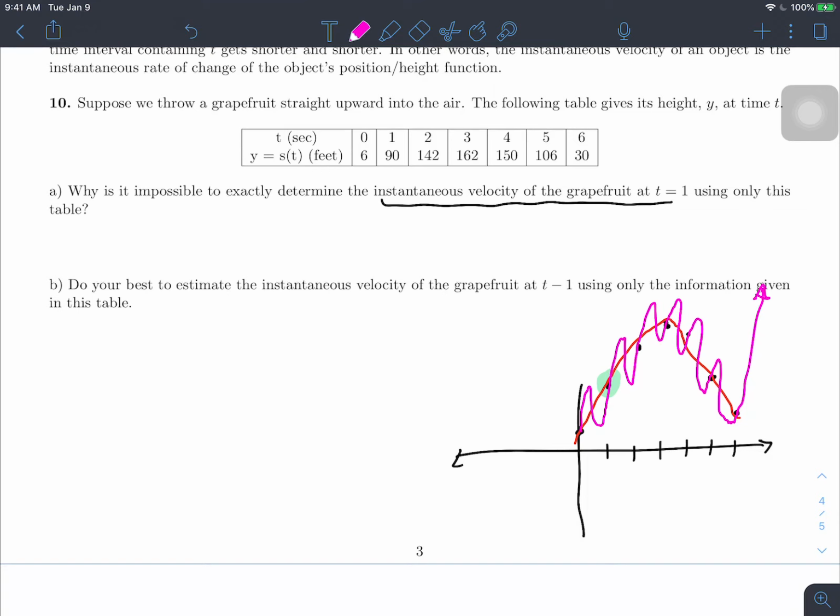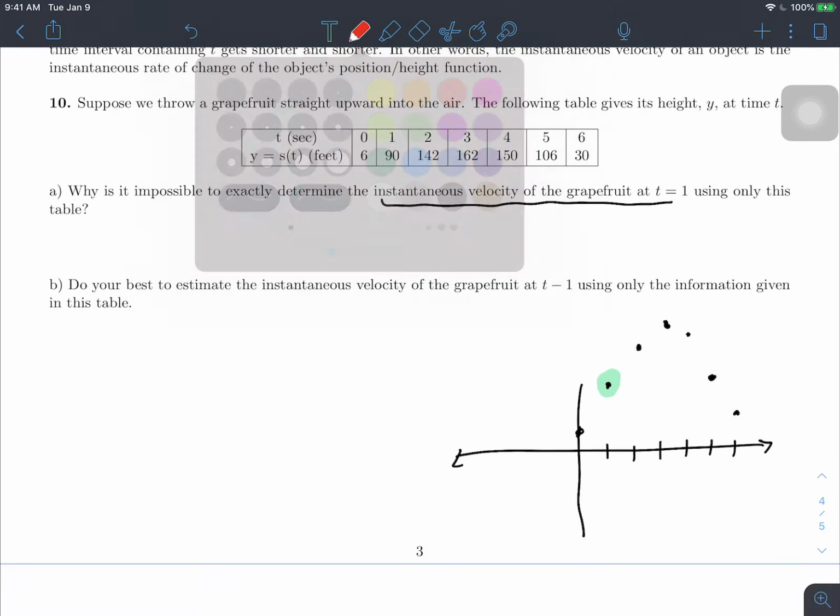That could also be a way to fill in those lines, right? Because I don't know what the actual function looks like, I'm just given these data points. So we're only given the data points. Exactly. I don't actually know what the instantaneous rate of change is at that point. So that's why it's impossible to determine it exactly. Given the information we have, we can make our best estimate. Here's how I'm going to make my best estimate.